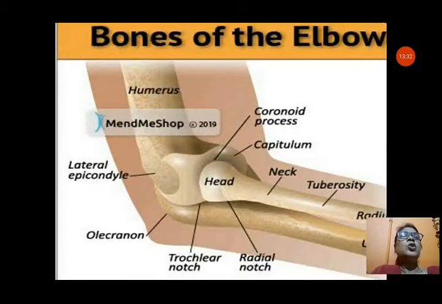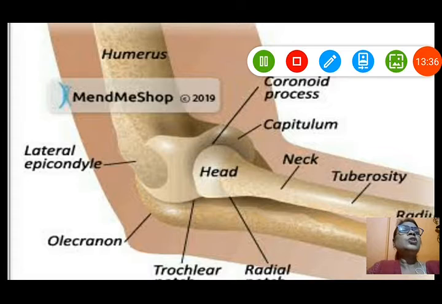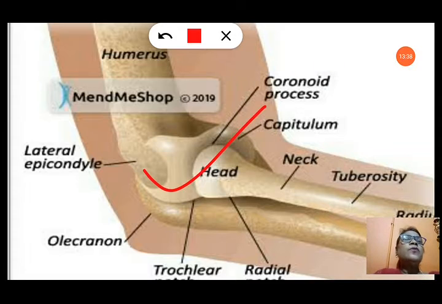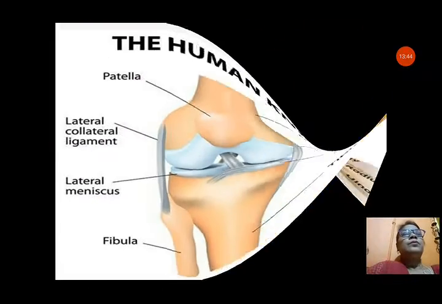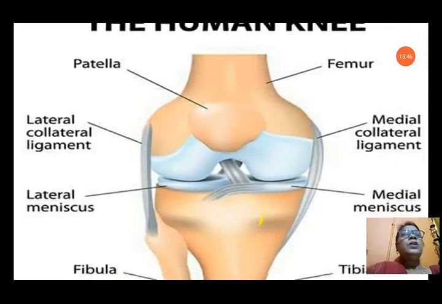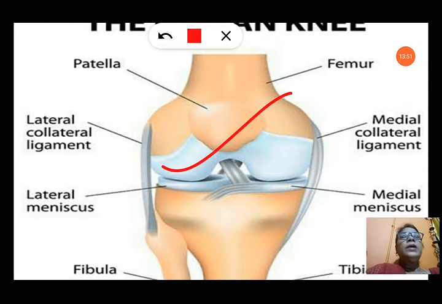You can see the picture here, how it is connected. It is like the hinges of a door, it works in one direction only. So this is our elbow, which has a hinge joint. This is the human knee, where a hinge joint is also present. It also moves only in one direction. This is all about the hinge joint.